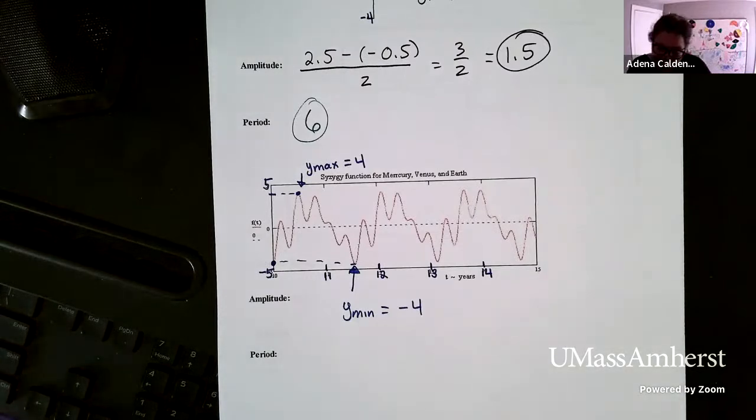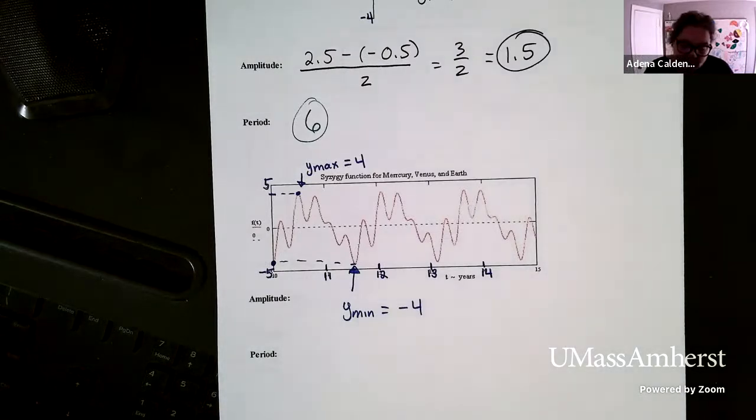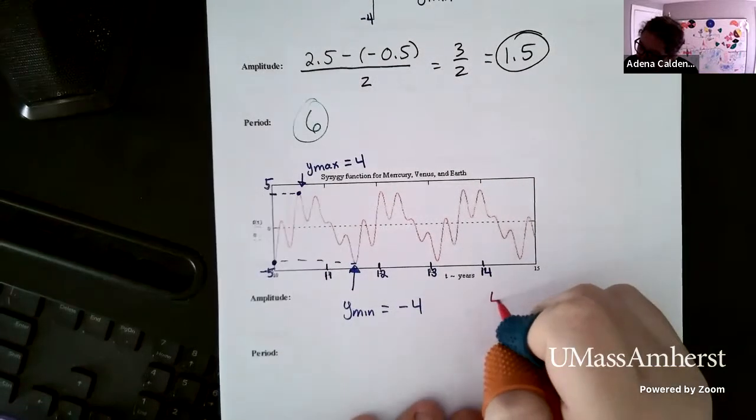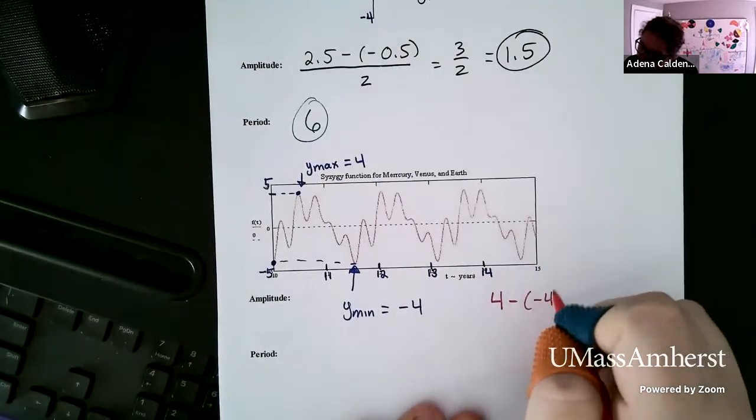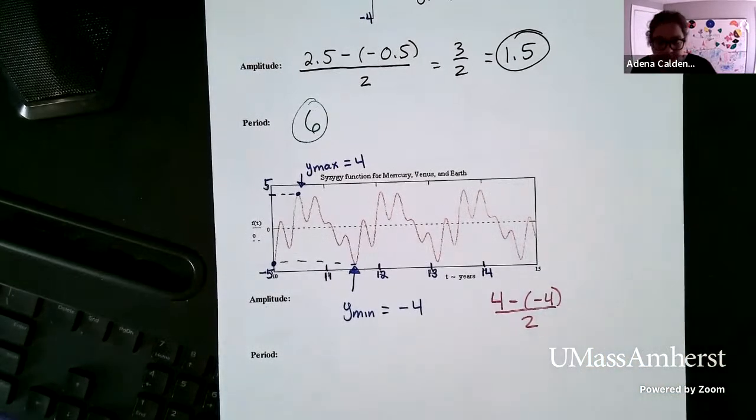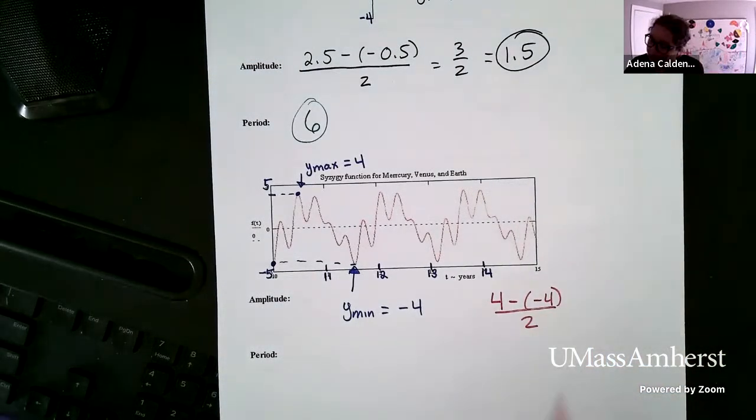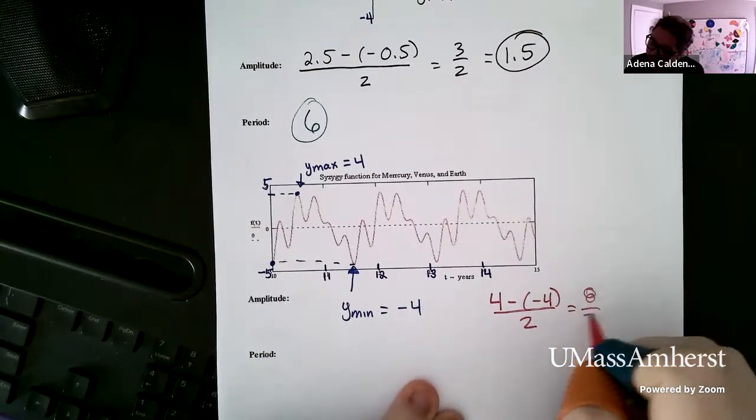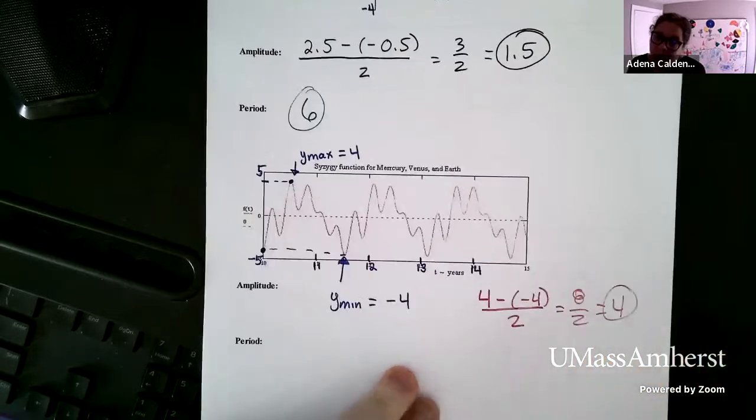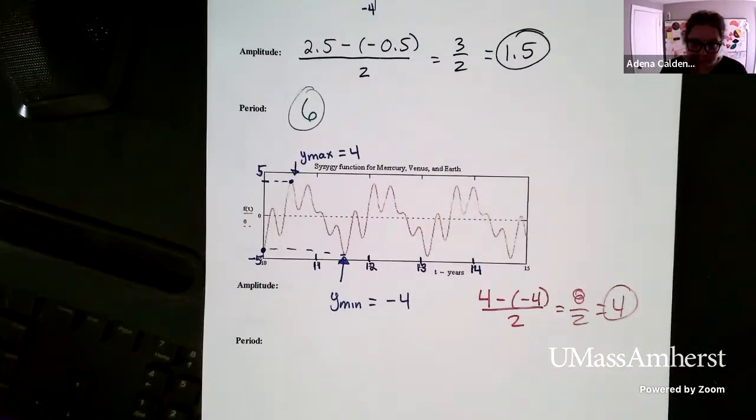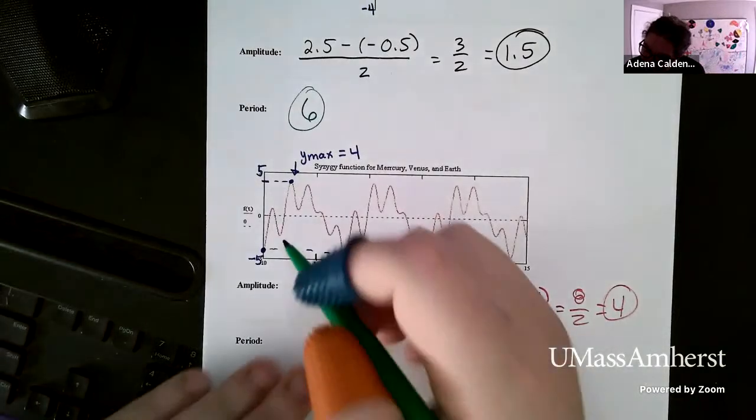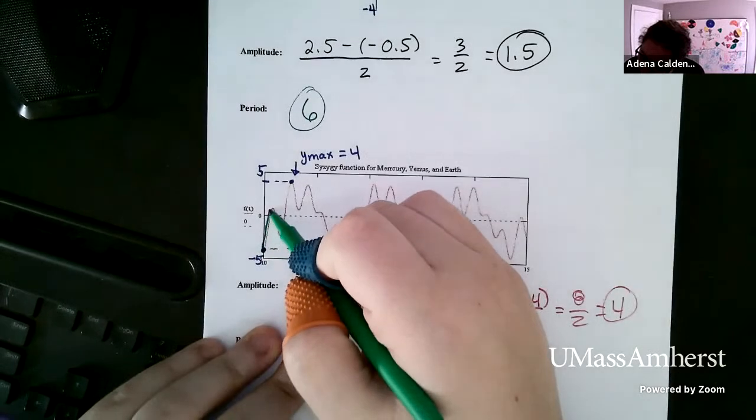So for the amplitude, we're going to take our max minus our min and divide by 2, right? So again, careful with the negatives. We have 8 over 2, which gives me an amplitude of 4. Okay, so now I want to figure out the period. So I'm going to trace my graph until it starts to repeat.